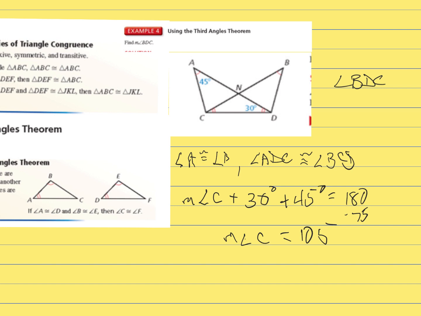Since the two triangles are congruent, the measure of angle ACD is congruent to CDB, and we know that 105 is that measure, so this is that measure as well. Answer is 105.